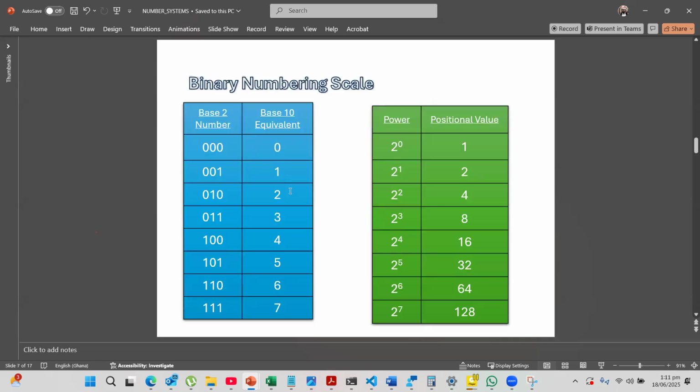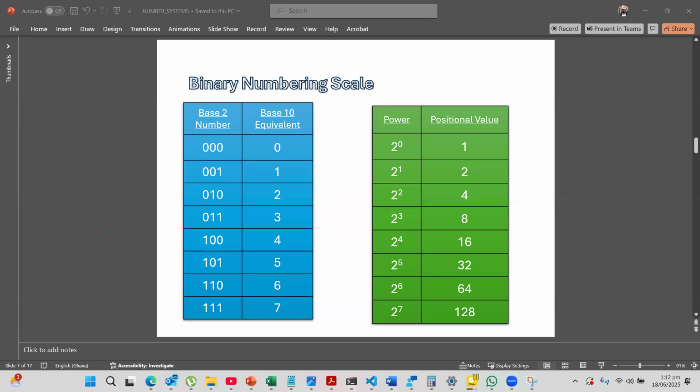Over here, we have a diagram showcasing the binary numbering system. We have 0, 0, 0 being equivalent to 0. We have 0, 0, 1 being equivalent to 1. We have 0, 1, 0 being equal to 2. We have 0, 1, 1 being equal to 3. We have 1, 0, 0 being equal to 4. We have 1, 0, 1 being equal to 5, and so on. All of these are representatives of the binary numbering system.